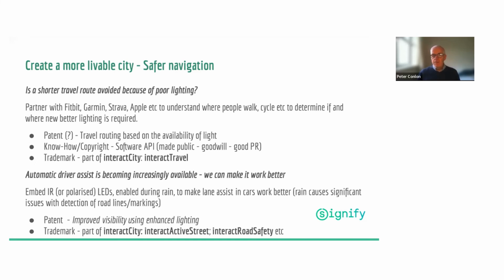And so we might partner with people like Fitbit and Garmin and Strava and Apple who already have very detailed walking and cycling maps of cities. We might partner with them and bring our lighting awareness data to bear and combine the two of those and create a more usable routing algorithm that would present itself maybe as a software API that map developers and map producers such as the likes of Google and whatever else could actually connect to. And again, that would be an extension to Interact City. The trademark can become Interact Travel, for instance.